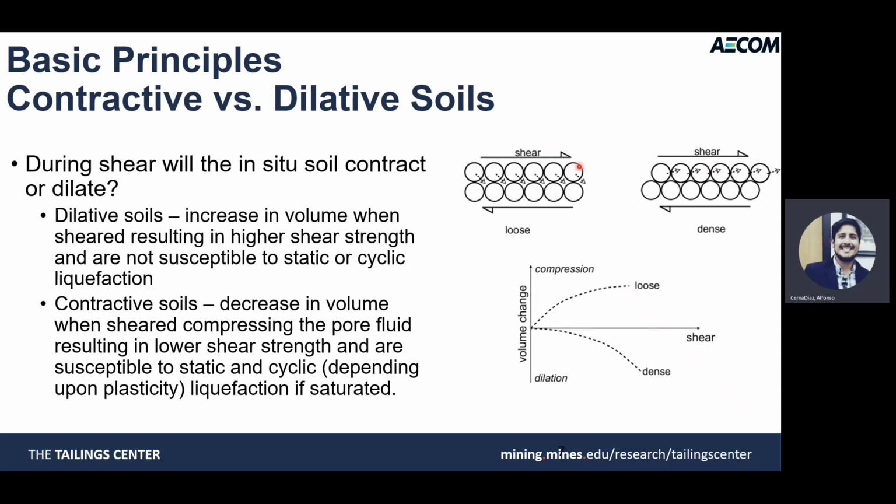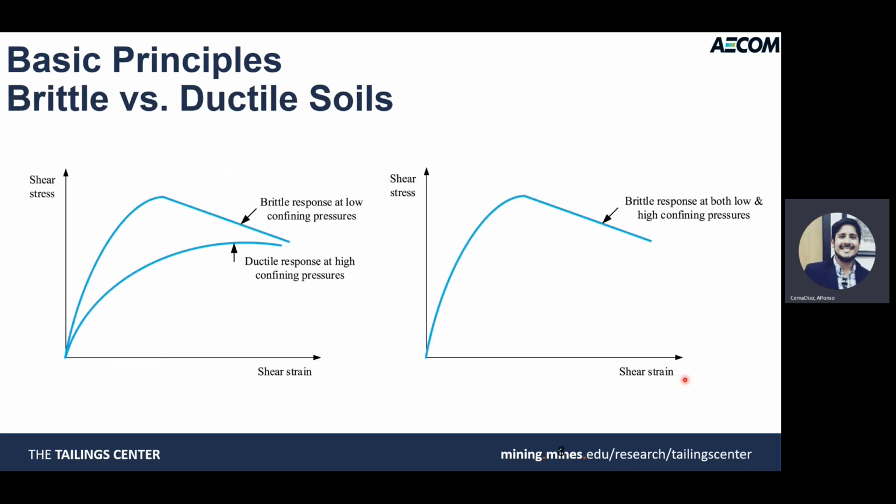However, if we restrict volume change during testing, let's say in a triaxial test or a direct simple shear test, instead of having a change in volume, we will have a volumetric response in terms of pore water pressures. Therefore, loose samples will tend to generate positive pore pressures, whereas dense samples will tend to generate negative excess pore pressures. That's the volumetric behavior. The volumetric behavior is also very tied to the shear behavior that we have.